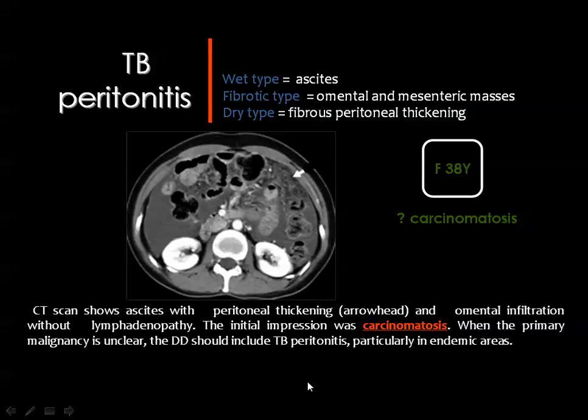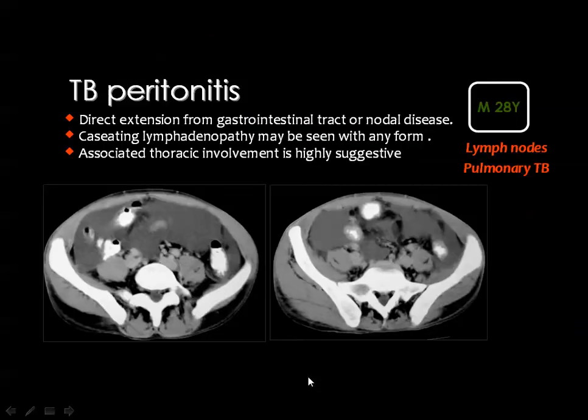But you can predict the cause of this peritonitis, of this ascites, as tuberculous peritonitis, particularly if there are lymph nodes and pulmonary TB lesions in the same case. And here you can see just the peritoneal fluid, and there is no clue to say that this is tuberculous peritonitis.